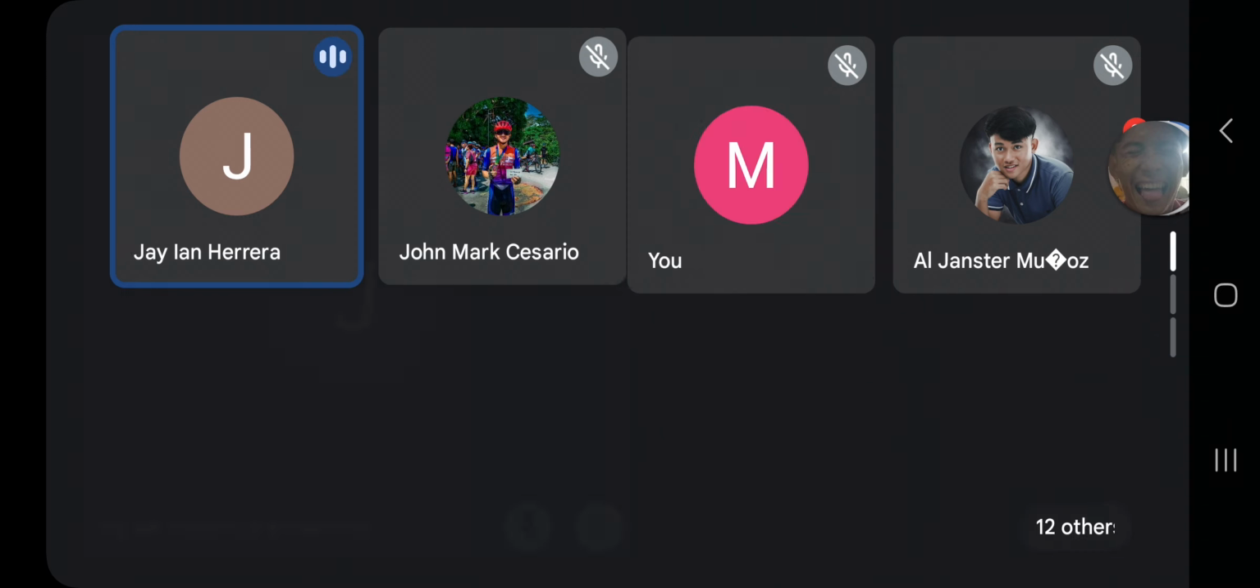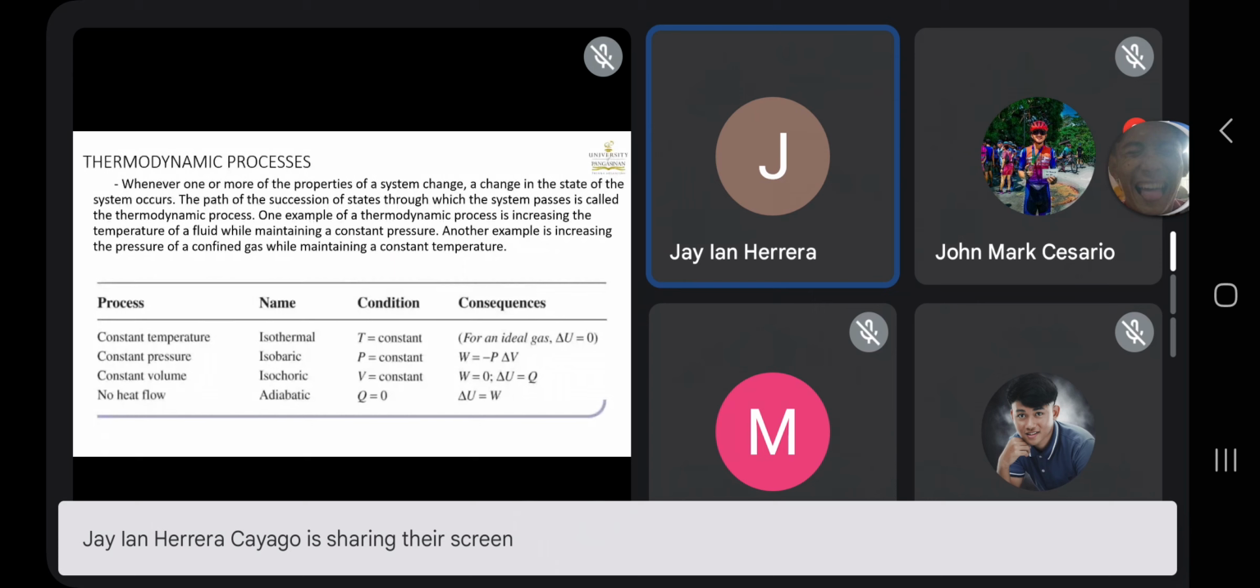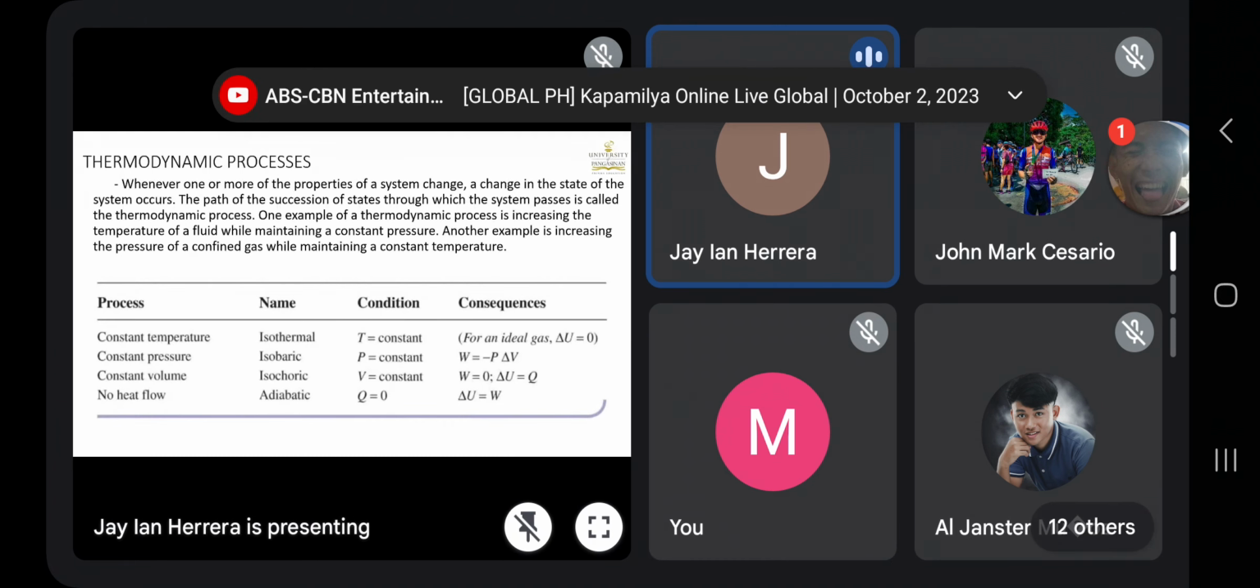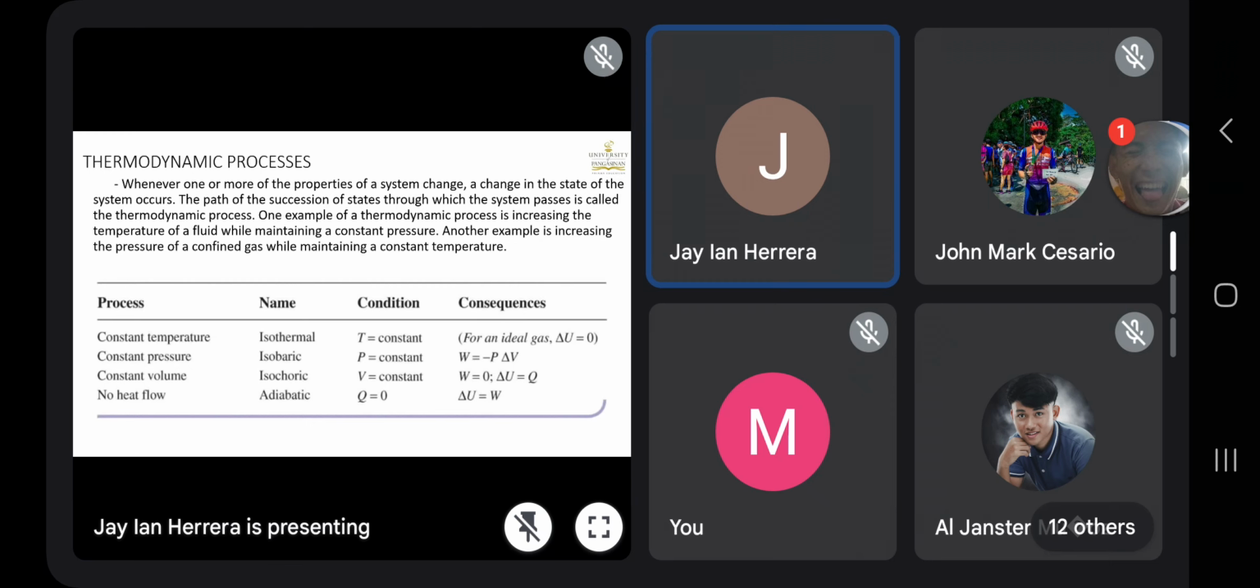Okay, so back to this. It is defined as: whenever one or more of the properties of a system change, a change in the state of the system occurs. So the path of the succession of states through which the system passes is called the thermodynamic process. That is in your modules. One example of a thermodynamic process is increasing the temperature of a fluid while maintaining a constant pressure.